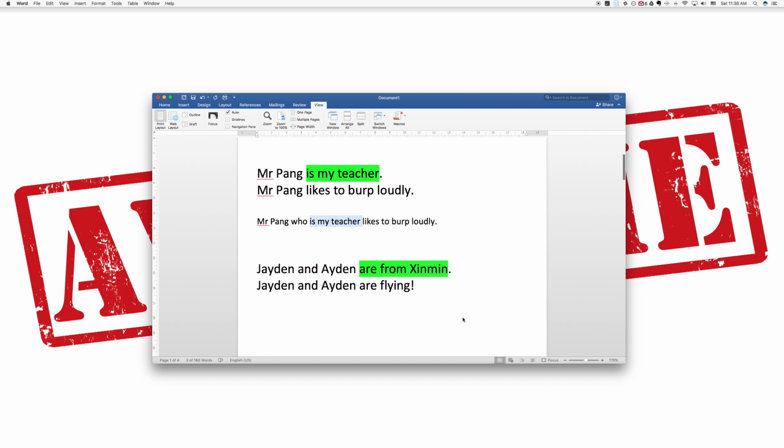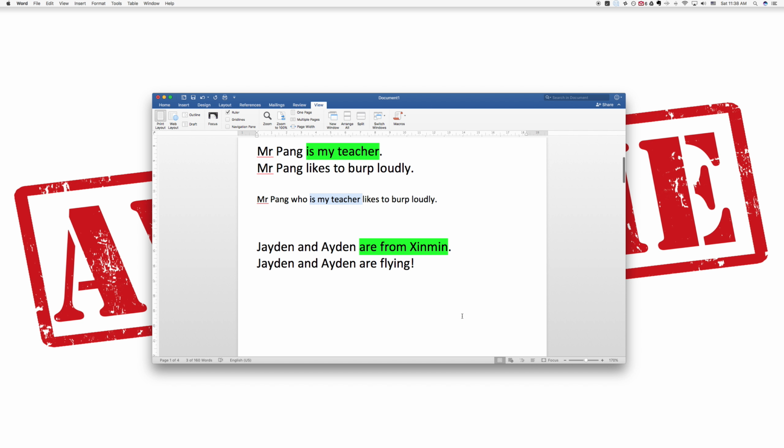Take a look at the second example. Now this is quite exciting. Jaden and Aiden are from Sin-Min. Jaden and Aiden are flying. Let's begin by identifying the subject of the sentence. In this case, there's more than one. Who are the subjects of the sentence? You're right, it's Jaden and Aiden.